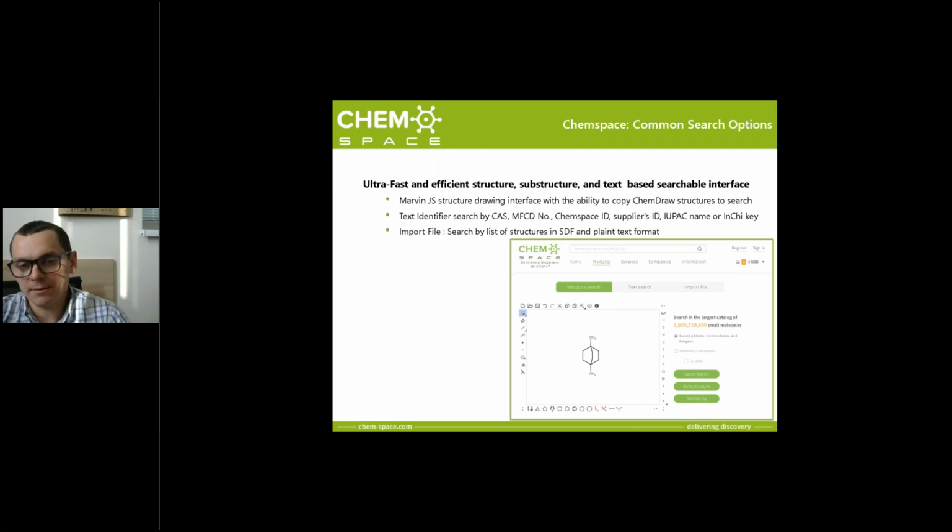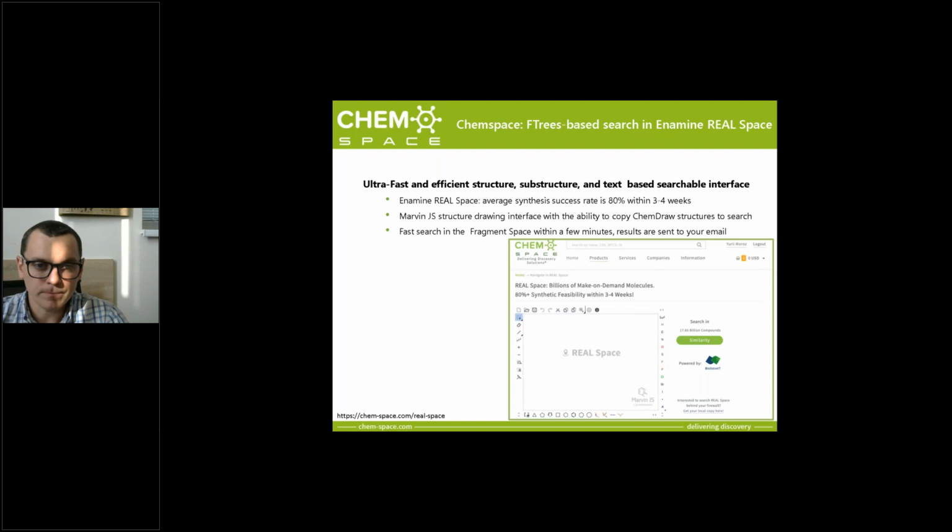The search on Chemspace is fast and allows you to do all the classical ways used by chemists, as well as text search through CAS, MFCD, etc. And you can have your files imported, such as in SD format, or a list of SMILES or item IDs.